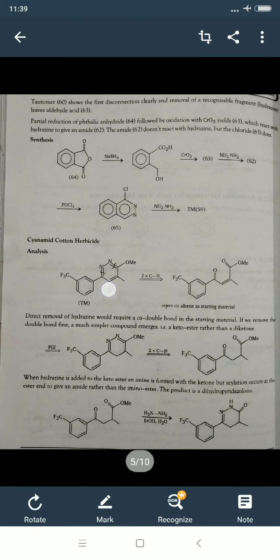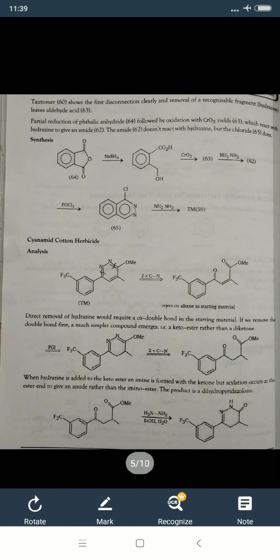Next we are dealing with the cotton herbicide. This is the target molecule. Here again C-N cleavage takes place, giving you the ketone groups here. So reject the cis alkene as a starting material. Direct removal of hydrazine would require a cis double bond in the starting material. If we remove the double bond first, a much simpler compound emerges, that is the ketoester rather than a diketone.